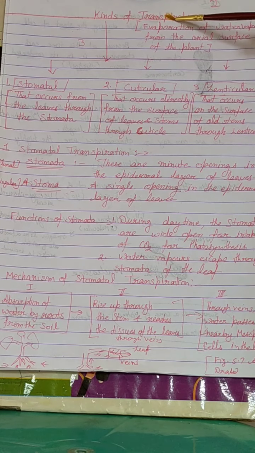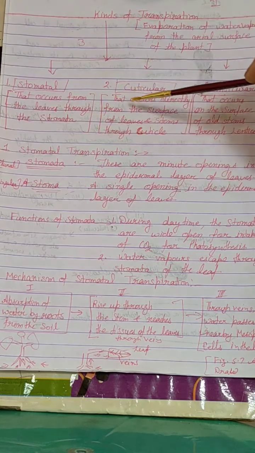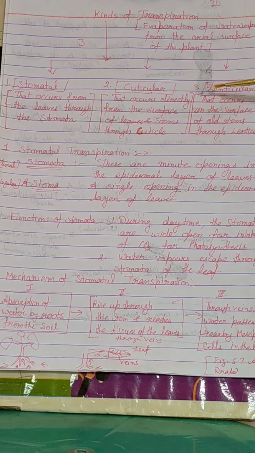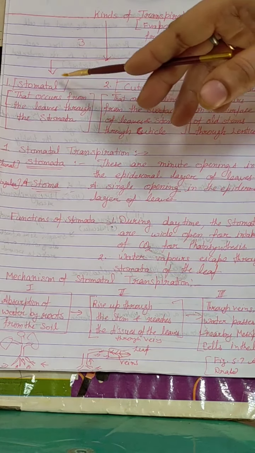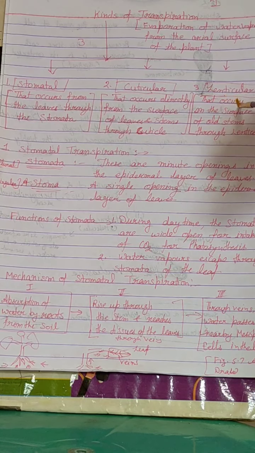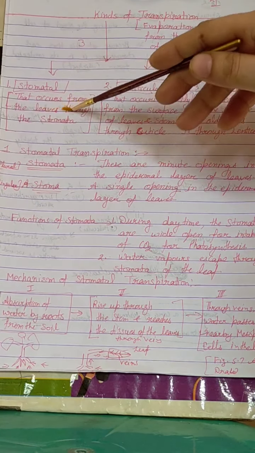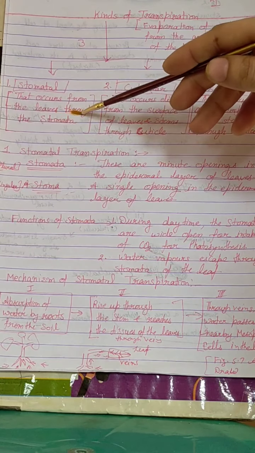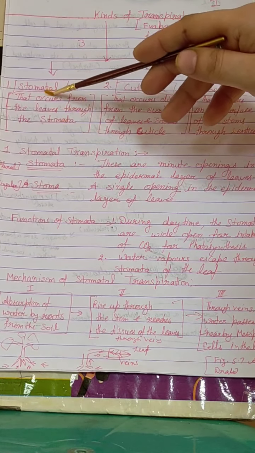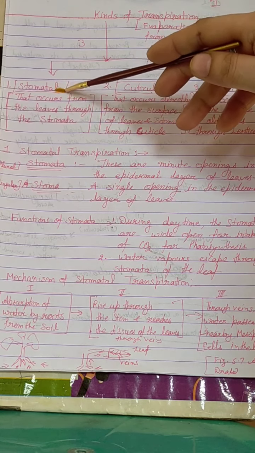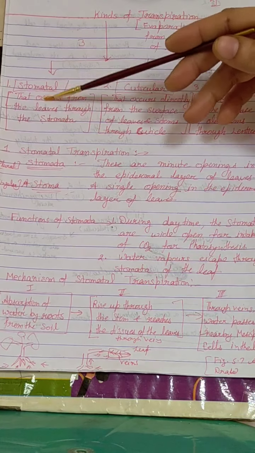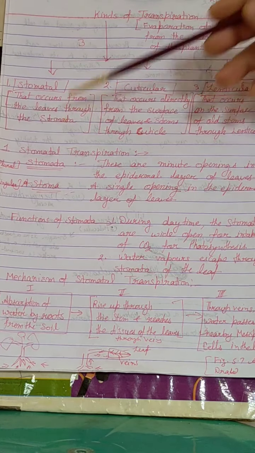So this transpiration can occur through stomata, through the cuticular membrane, or through lenticels. What are these: stomatal, cuticular, or lenticular transpiration? Stomatal means the transpiration that occurs from the leaf through the stomata, because these stomata are present on the surface of what? The leaf, on both surfaces of the leaf, upper and lower surface.